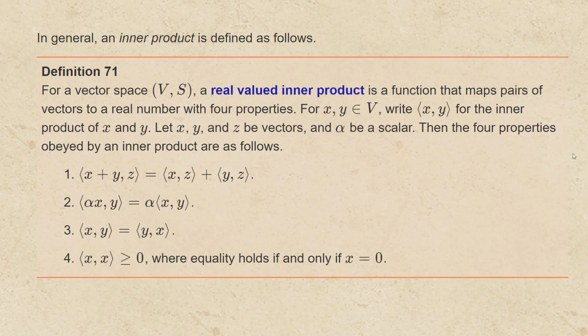Now, the 4 properties obeyed by an inner product are similar to the properties that general multiplication has. First off, it's distributive. The inner product of x plus y with z is the inner product of x with z plus the inner product of y and z. Scalars can be brought out of inner products. So the inner product of alpha x and y is alpha times the inner product of x and y. It's symmetric. So the inner product of x and y is the inner product of y and x. And finally, the inner product of a vector x with itself will always be greater than or equal to 0, where equality holds if and only if the vector is the 0 vector.